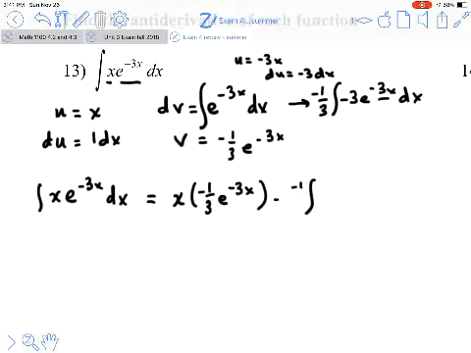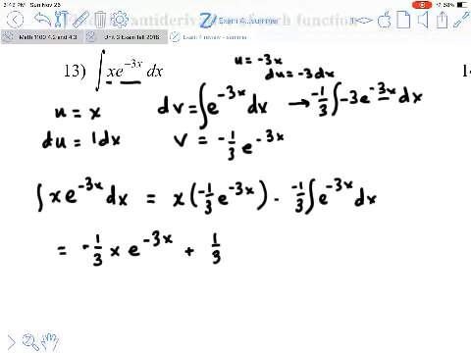Now v has a coefficient of negative 1/3, and I like to write those in front of the integral sign, times du. So we've got u times v minus the integral of v times du. This is just the integration by parts formula that we're using here. There's not much we can do to simplify that expression. I'm just going to write it as negative 1/3 x e to the negative 3x plus 1/3.